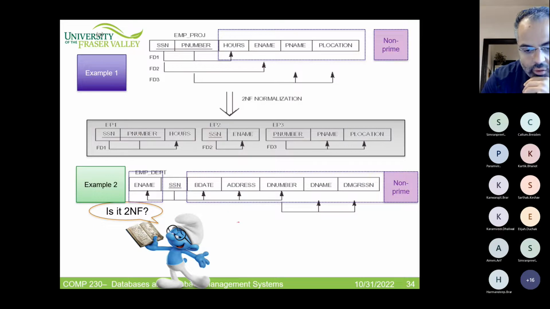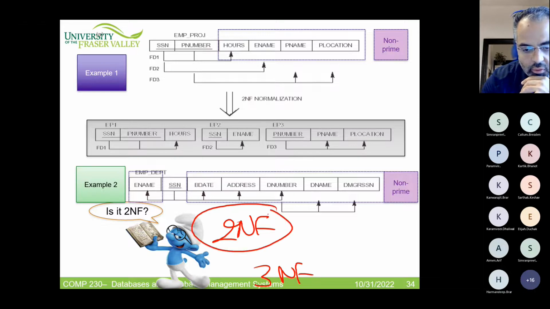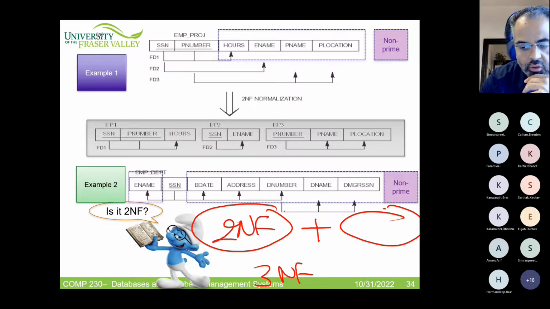So we said it is second. That's good. To be third, we have two conditions. First, it is second, this is the first condition, plus another condition. The other condition says that the non-primary attributes should depend directly, fully on the primary key, not transitively, which means that there are no dependencies between non-primary attributes. So it should be second.